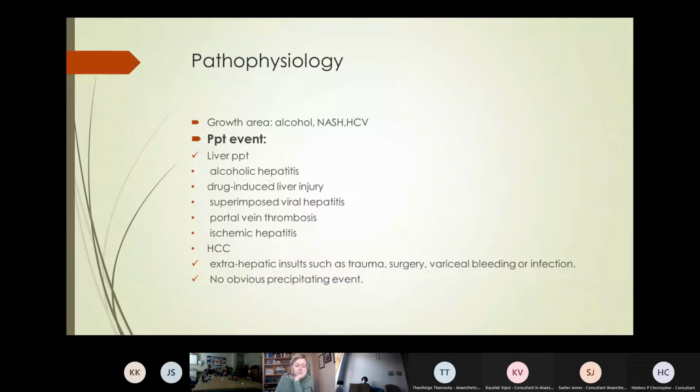So the extrahepatic causes are trauma, surgery, and I said acute variceal bleeding, and some of the patients do not have any known causative factor. There's also hepatitis A virus, which you need to also think about. You need to also think of doing such tests as well.